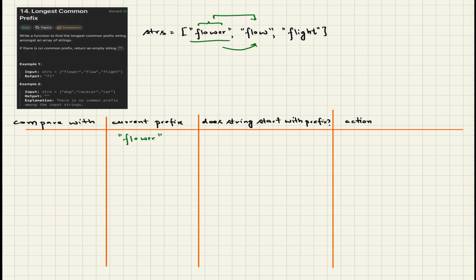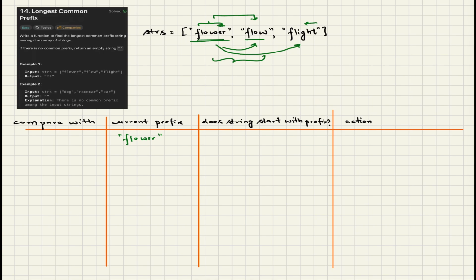with flow is not a prefix unless we shrink it, right? So we'll shrink it until these both become a prefix, and once that happens we'll compare whatever the resulting prefix will be with flight, and then again we will shrink this according to the required prefix, right? Let's see a dry run to understand it better.